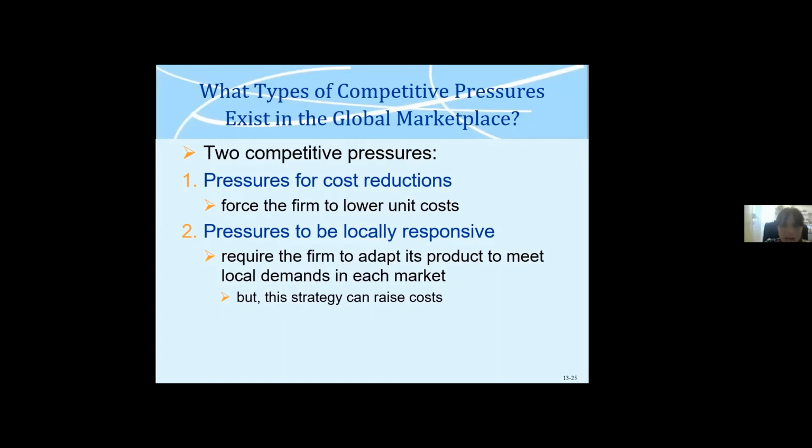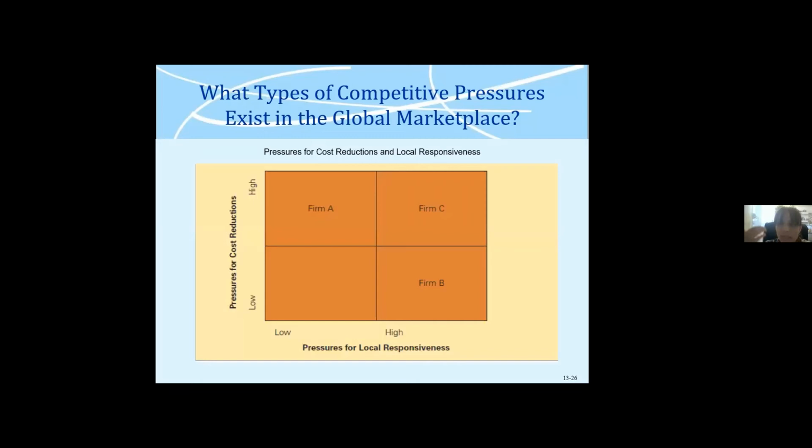While some enterprises that operate globally, as you can see from the figure, such as firm A, face high pressure for cost reduction and low pressure for local responsiveness, others, such as firm B, face low pressure for cost reduction and high pressure for local responsiveness. Many companies are in the position of C. They face high pressure for both cost reduction and local responsiveness. In this case, dealing with these conflicting and contradictory pressures is a difficult strategic challenge, primarily because being locally responsive tends to raise costs, and they have to think about the preferences and tastes of the domestic customers, meaning customers in the host country.